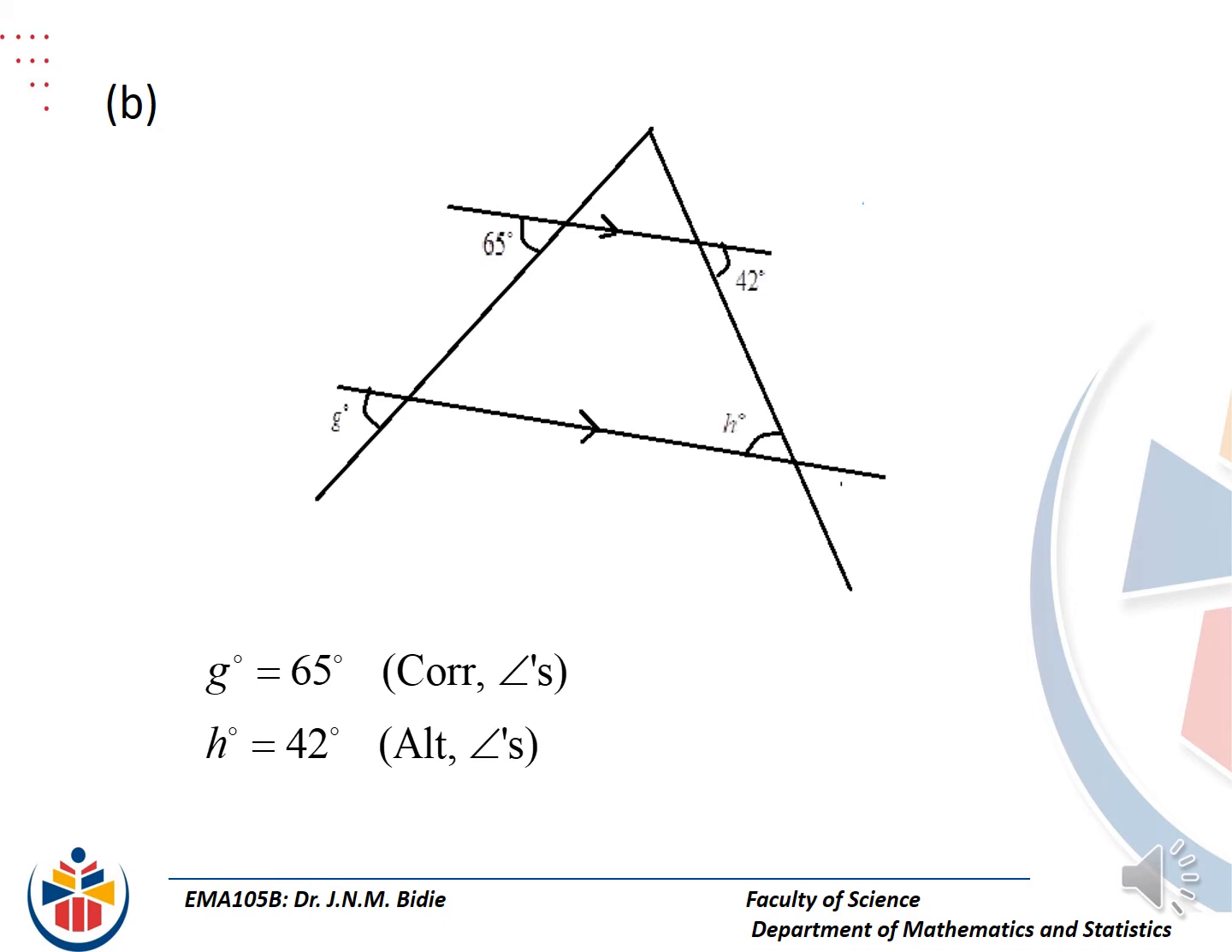B. In that diagram, also we're asked to find the unknowns, G and H. Note that we've been given two parallel lines there. Therefore, 65 and G are equal. They are corresponding angles. And also 42 and H are equal. They are alternate angles.